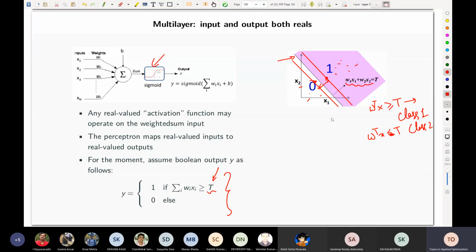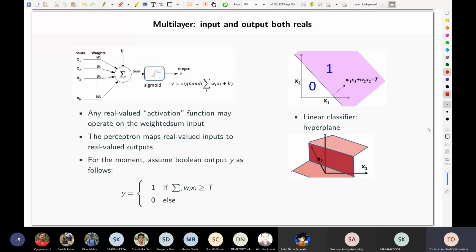Here we are saying, okay, find one hyperplane, and then if you are on that side, then you classify 1. If you are on the other side, you classify class 0. So this is the geometrical intuition behind the perceptron, and we can explain this also in the 3D case where we will also have a hyperplane.